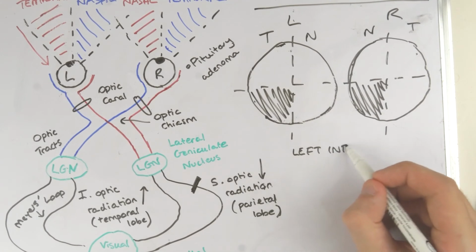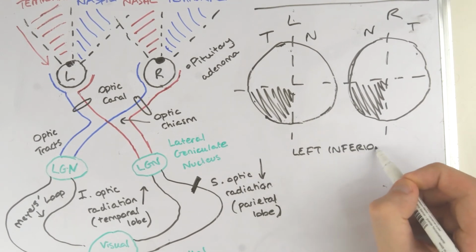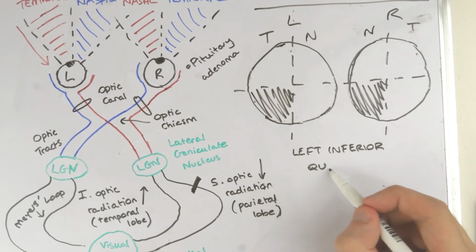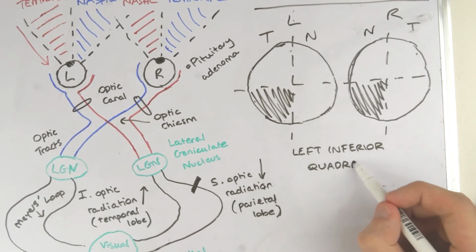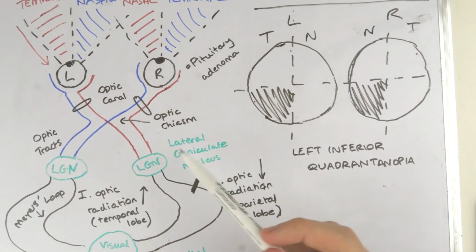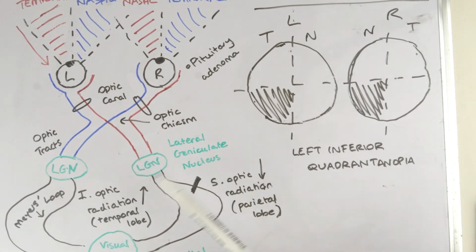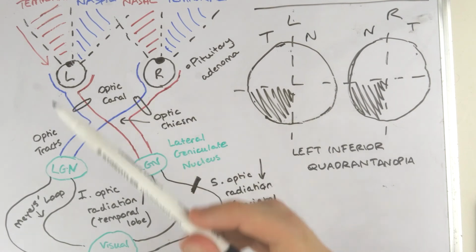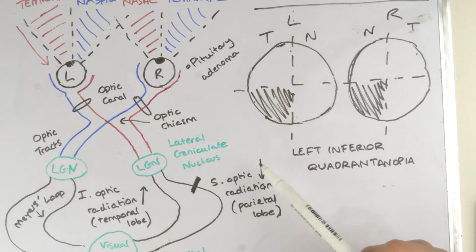This is called a left-sided inferior quadrantanopia, because we've lost the left inferior quadrant. Because we're in the right side of the brain, which is carrying information about what's on the left-hand side of us, and we've knocked out the inferior part of the vision carried by the upper optic radiation. Try and get your head around that.